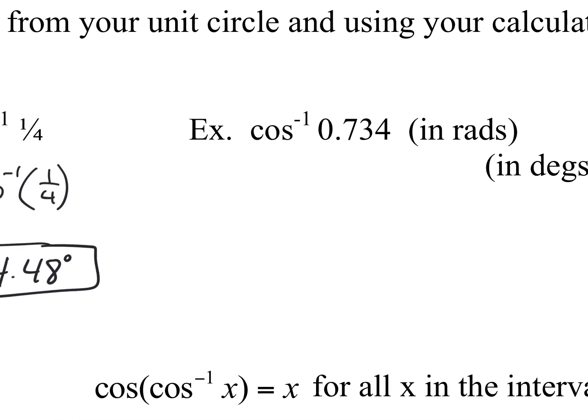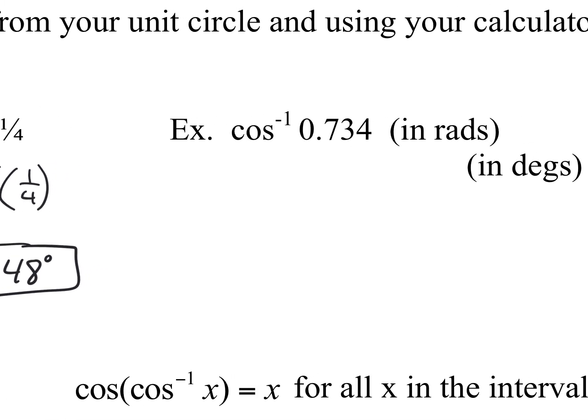And finally, our third example, this is a two-way street here. This can come in radians or degrees. Again, I'm using my calculator. I would get 0.747 radians or 42.78 degrees. Now we know from the cosine function, there are an infinite number of places where our cosine function equals 0.734.